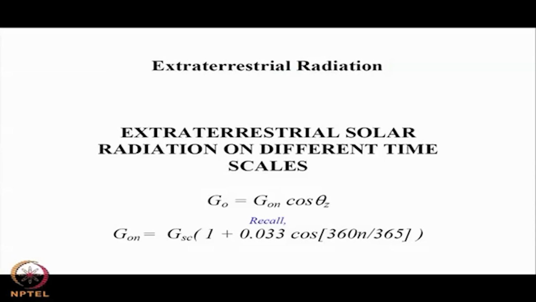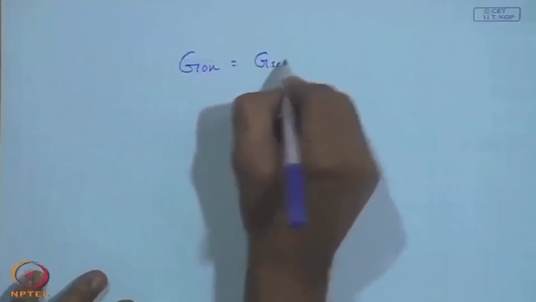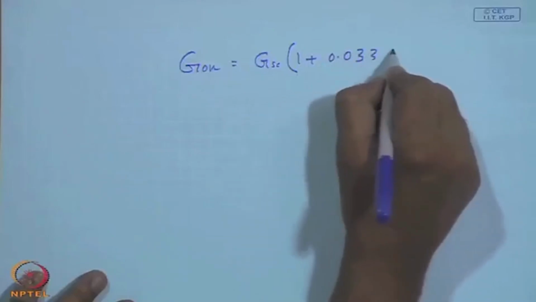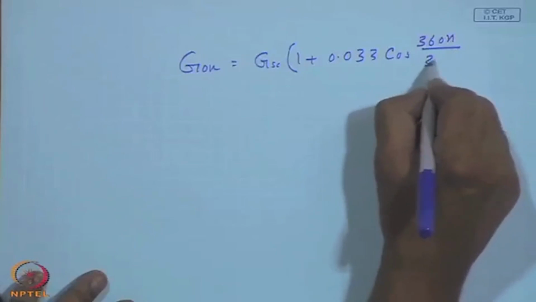So, we shall talk about extraterrestrial radiation, so that we will have an idea of the magnitudes involved, from which we can see whether there is a possibility to predict or measure the terrestrial radiation. So, we just had the simple relation G O n is G S C into 1 plus 0.033 cos 360 n by 365.